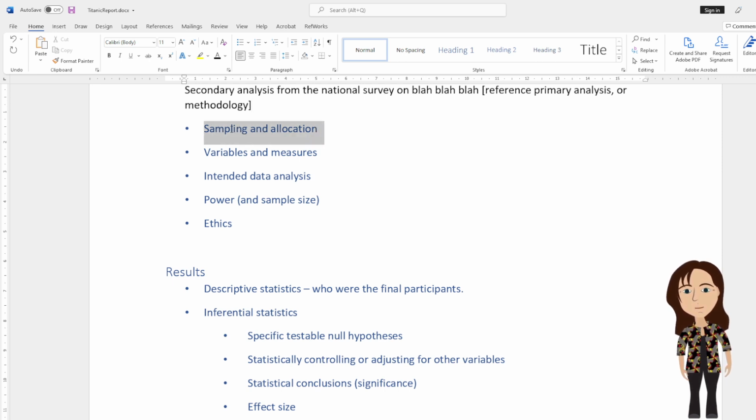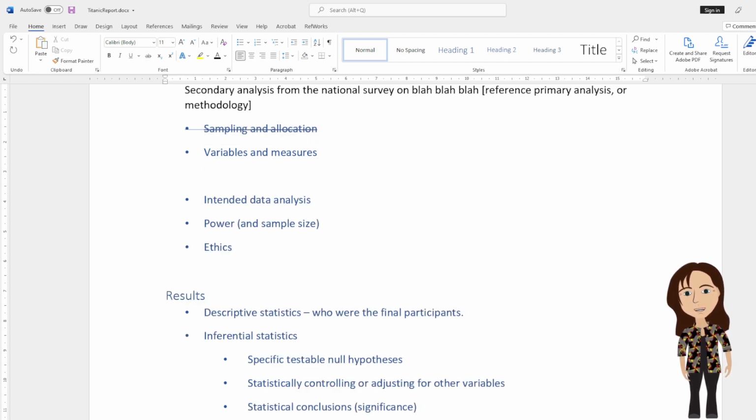So we don't really have any sampling and allocation in this case because they were trying to capture everyone, all the passengers anyway, on the Titanic. And there's no allocation to treatments because it's not an experiment. So the variables and measures, we would need to go back to the original source and I want this in black. So list the original variables and how they were collected. So the measures mean how did they get the variables? So this is where I don't actually know how it was done. So we would have to look up how did the historians retrieve the data.